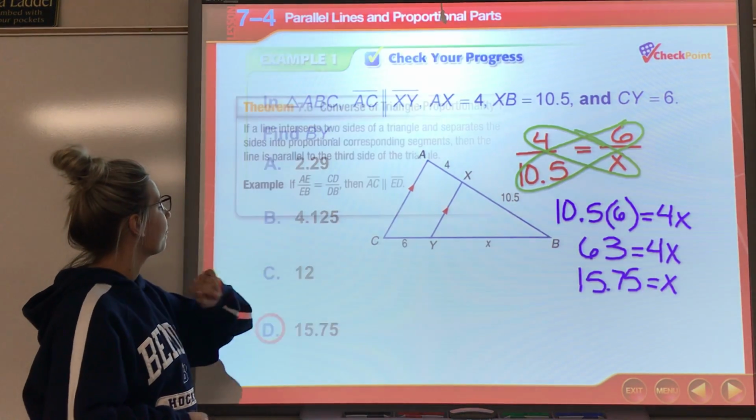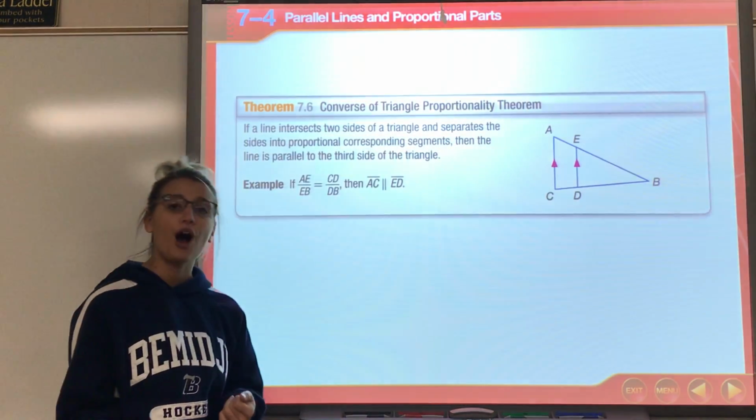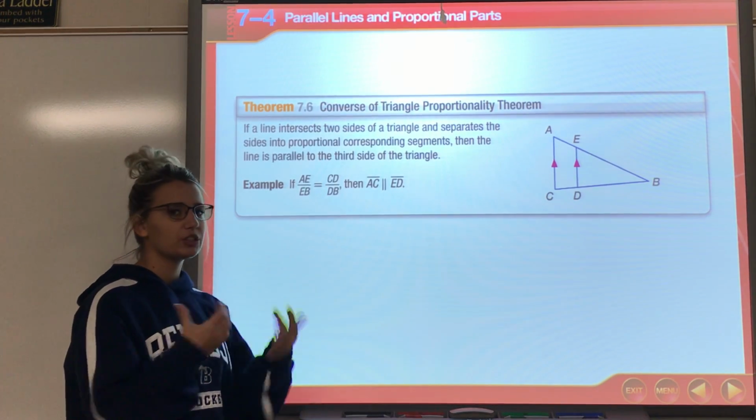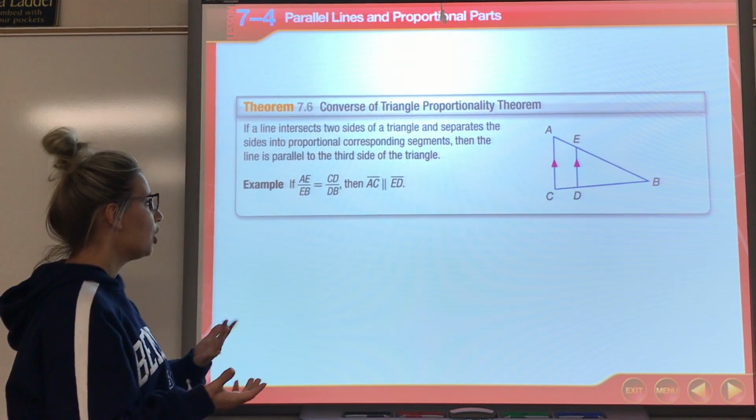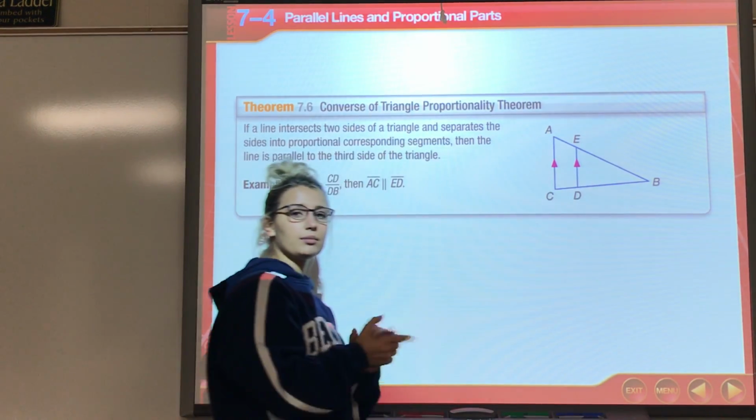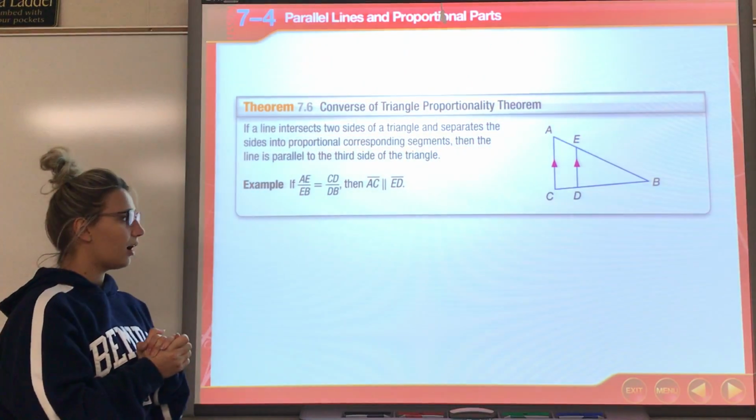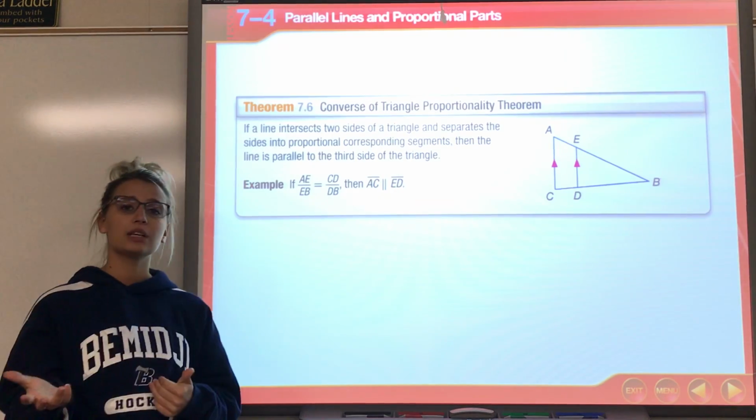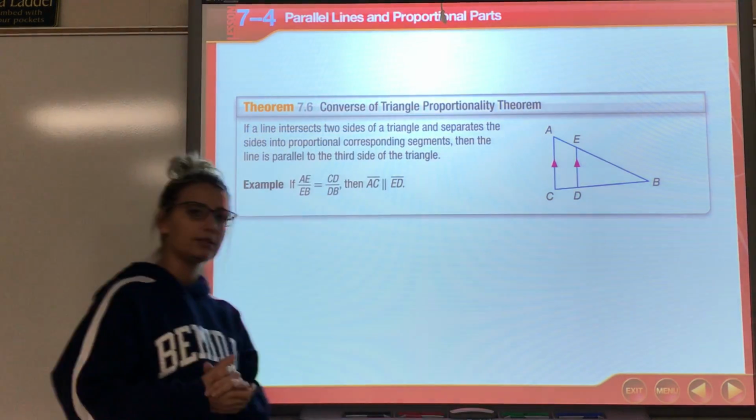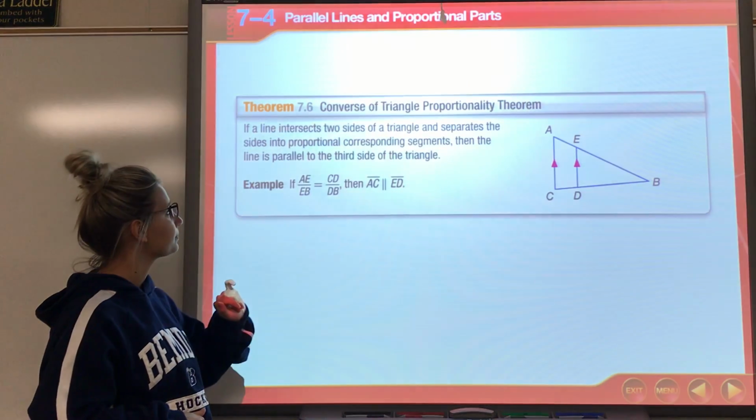All right? So now this is just the converse of that theorem. Remember, when we're given a converse, it's like the original but backwards. So in this case, we're told that the proportion of each side and the parts are proportional. So then using that, we can prove that ED and AC are parallel segments. So let's apply that as well.